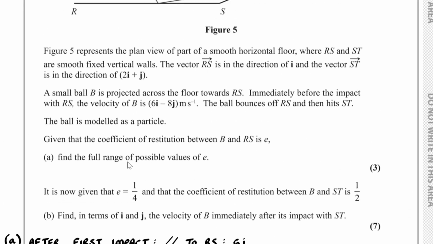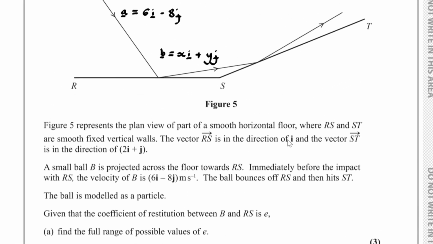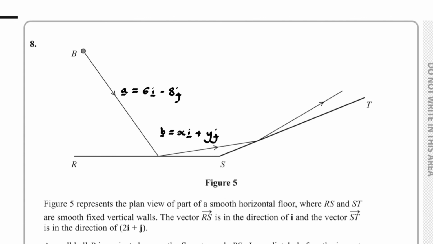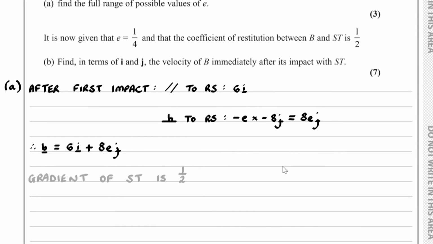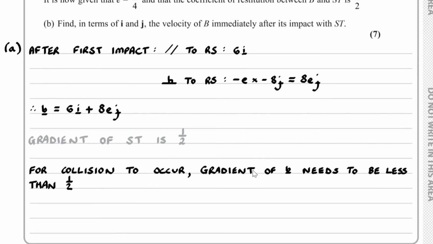Now what we have to do is find a full range of possible values of e. Now what we know is this vector ST is equal to 2i plus j. And the way to think about this is the gradient of this line needs to be less than the gradient of this line. So what we can say is the gradient of ST is 1/2. For collision to occur, the gradient of B needs to be less than 1/2.